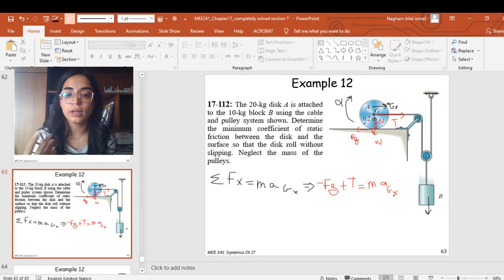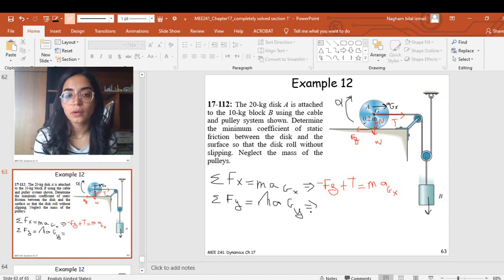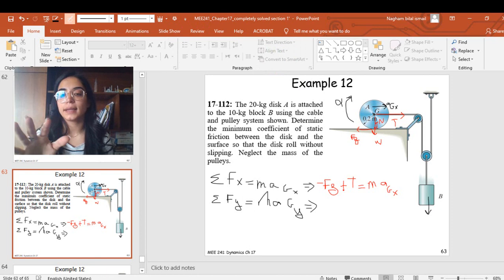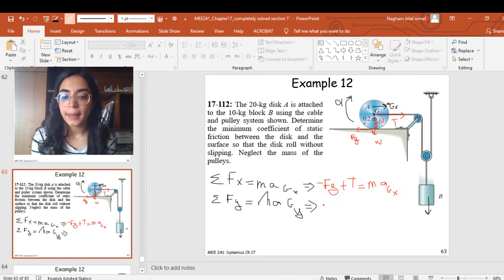Okay, guys? The normal and the weight are in vertical directions. Now, what about sum of Fy, which is the second equation for general plane motion of a rigid body? Sum of Fy is equal to m a_Gy. So if I state all the forces in y direction, I'm gonna have N minus the weight.